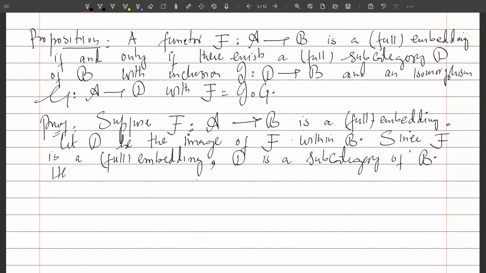Hence, there is an inclusion, say I from D to B. So that means we can embed D into B. Of course, D is embedded into B because this D is actually the image of A under F.